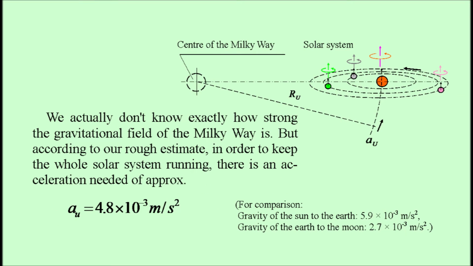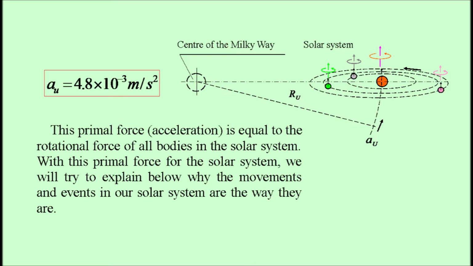We actually don't know exactly how strong the gravitational field of the Milky Way is. But according to our rough estimate, in order to keep the whole solar system running, there is an acceleration needed of approximate. This primal force, acceleration, is equal to the rotational force of all bodies in the solar system.